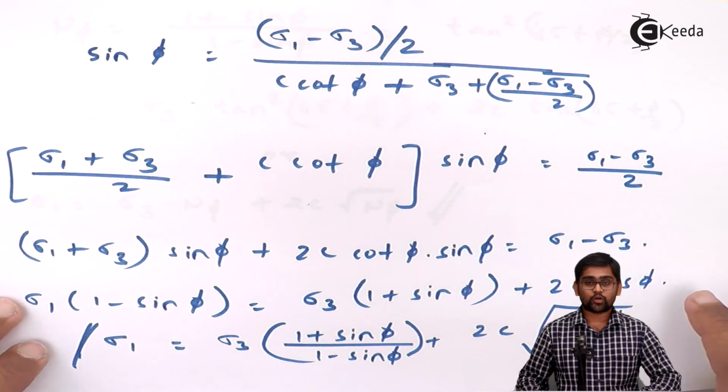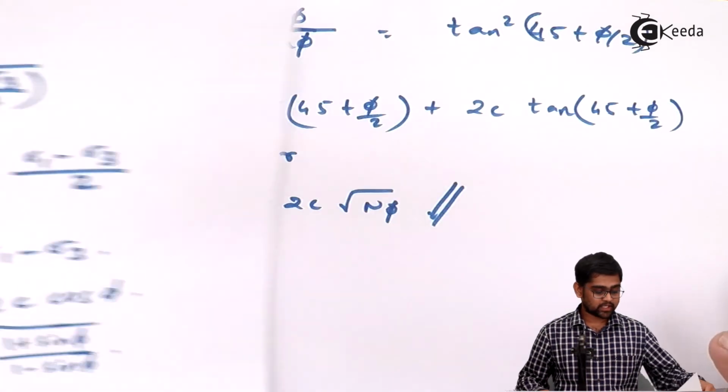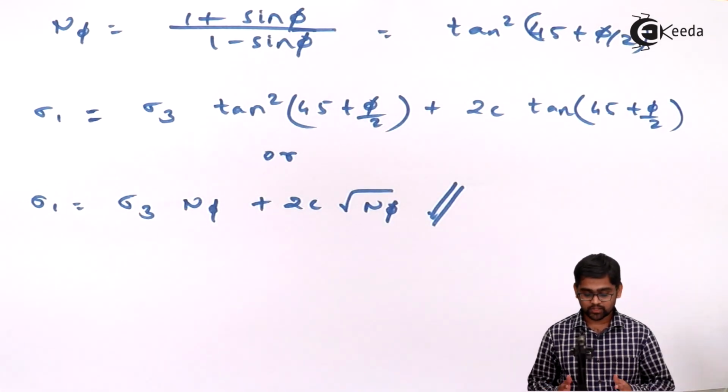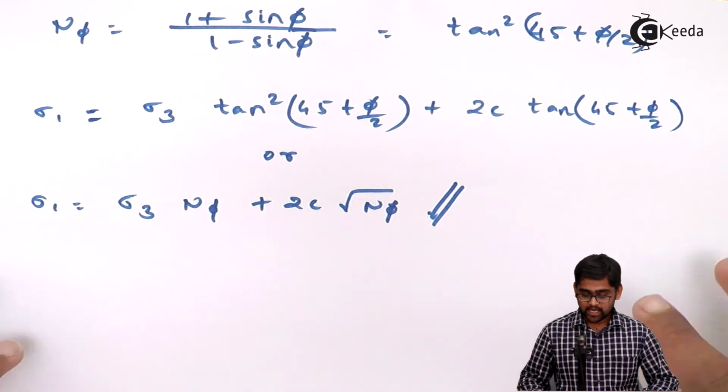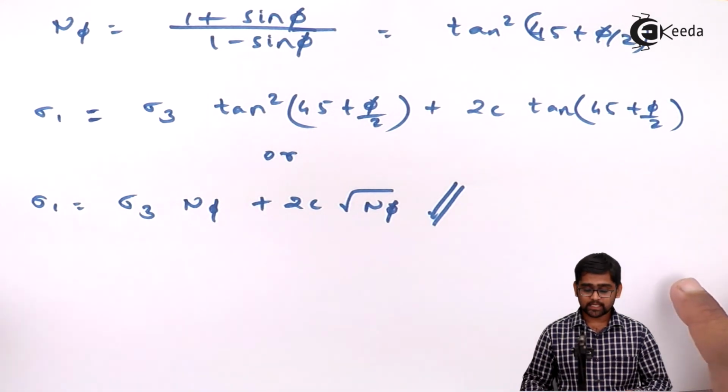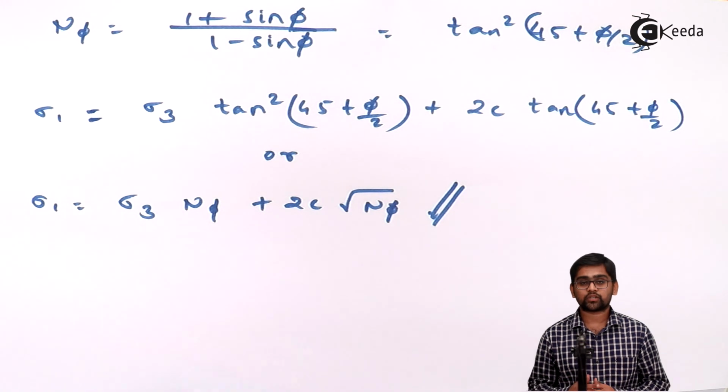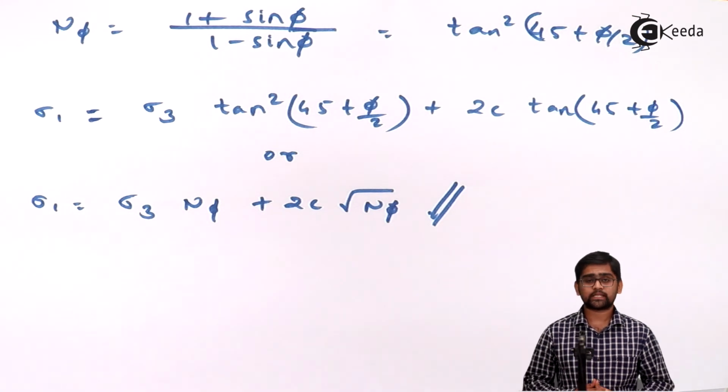So we'll stop by deriving these expressions and the Mohr circle. I hope you understand it, and in the next class we'll proceed with the determination of shear strength parameters of the soils, C and phi.